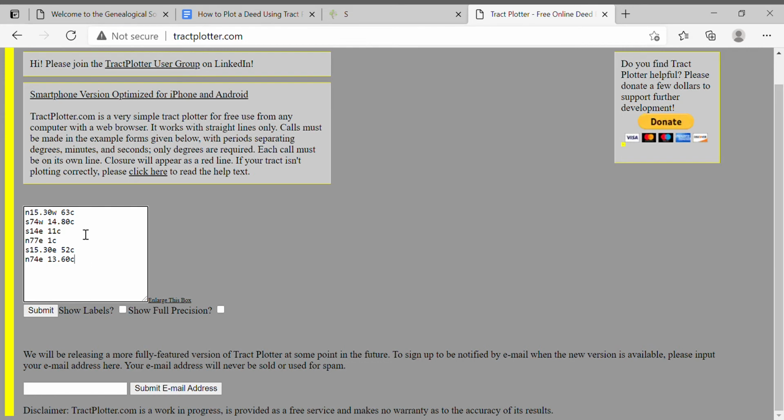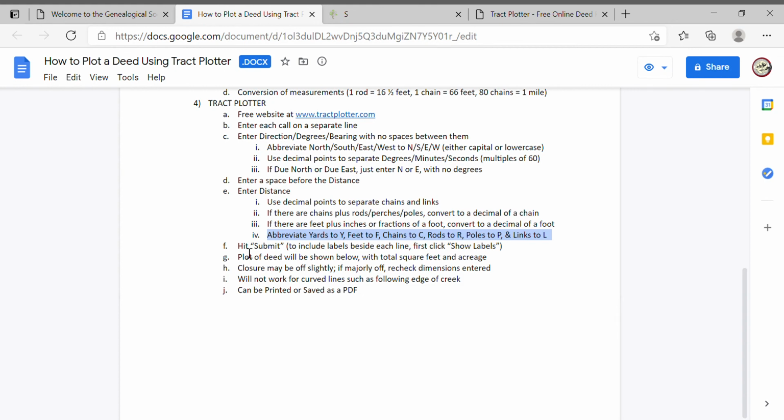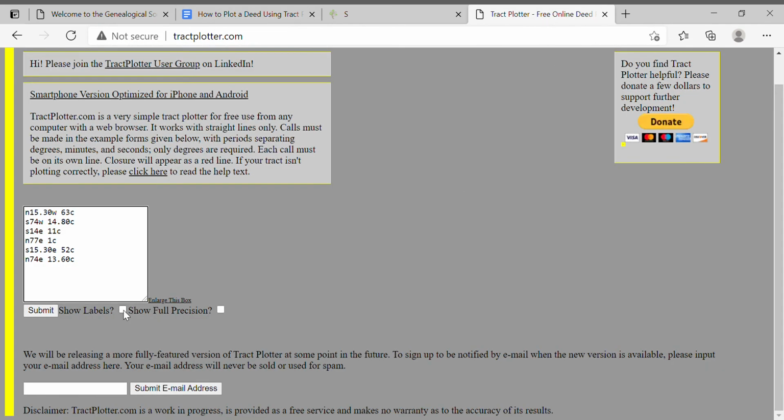There we go. We have 1, 2, 3, 4, 5, 6 total calls, each one on a separate line. Okay, so back to our directions. Once we've entered everything, we're going to hit submit. If we want to include labels beside each line of the finished map, you're going to first click Show Labels. I recommend this. It's useful if you do that. But if you don't like them, you can take it off. You can do it again by unchecking the box. So we're going to click the box that says Show Labels, and then we're going to hit Submit.